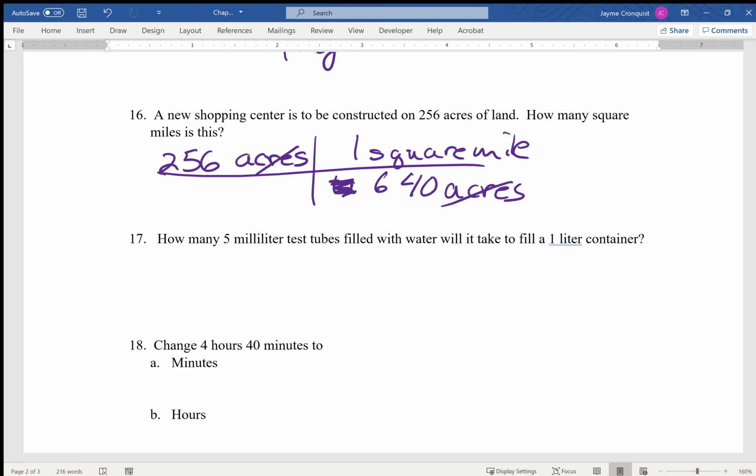So if I take 256 and I divide it by 640, I get 0.4 square miles. I do like the 0 ahead. Square miles. And a box. There we go.